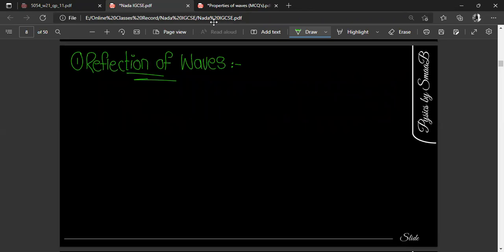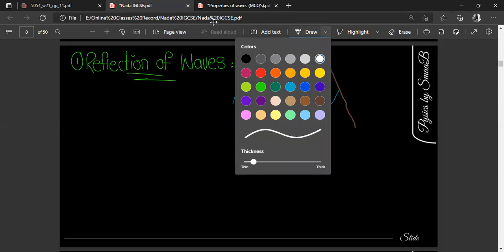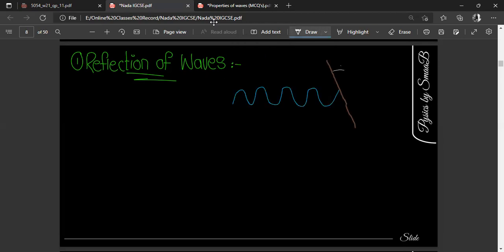Okay, so now we have to place some kind of obstacle, a piece of wooden block or a rod, in front of a water wave. Let's suppose waves are going to travel like this, and we place a wooden rod or a wooden stick in front of this, right? So this is a wooden stick which we place in front of a water wave.